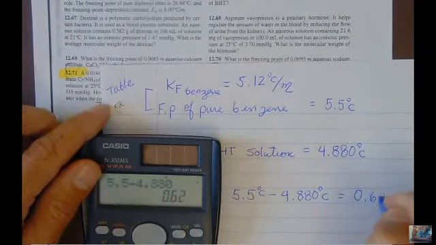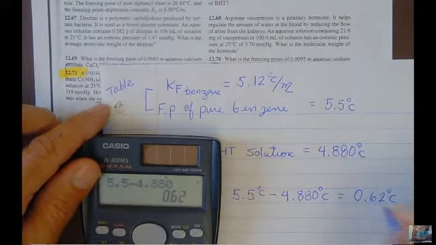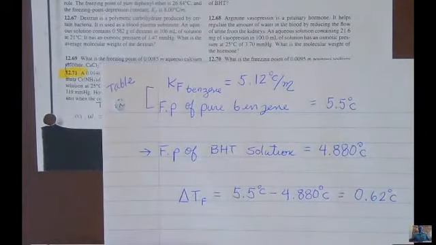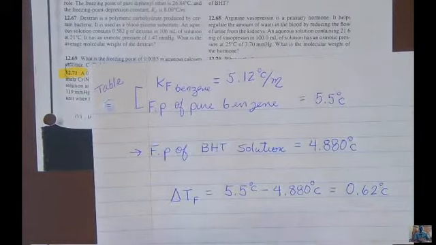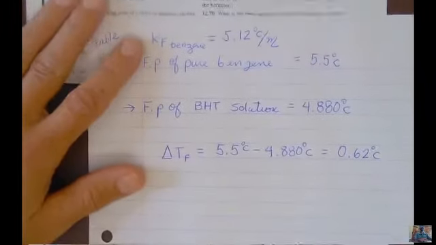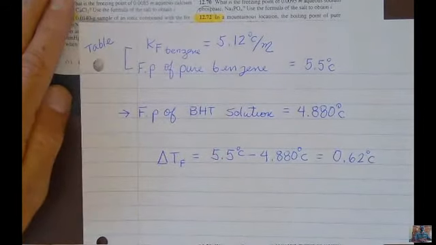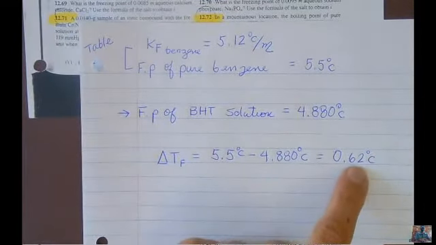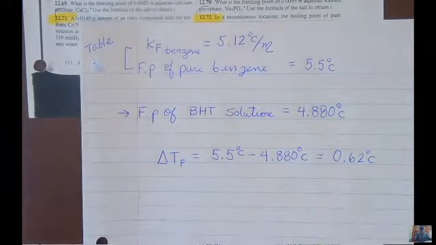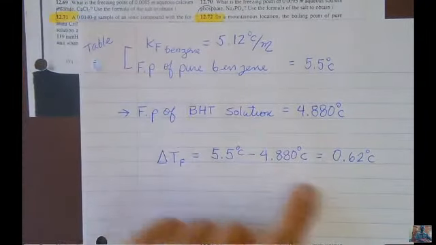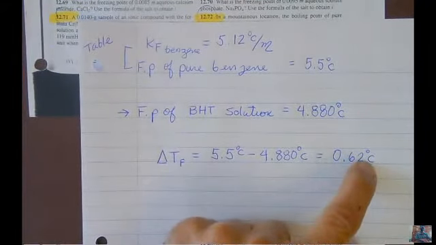How much was the freezing point depressed? It was depressed by 0.62 degrees C, and I have that to two significant digits. So my answer, I'll have to round at the end. I'm only going to be able to approximate the molecular weight to two significant digits, but I'll deal with that. So that's how much the freezing point was depressed.